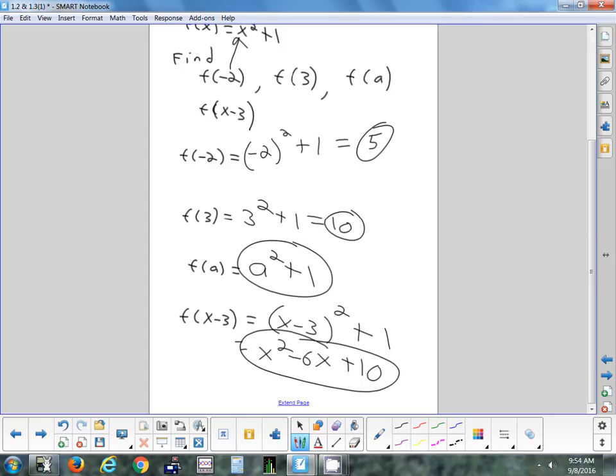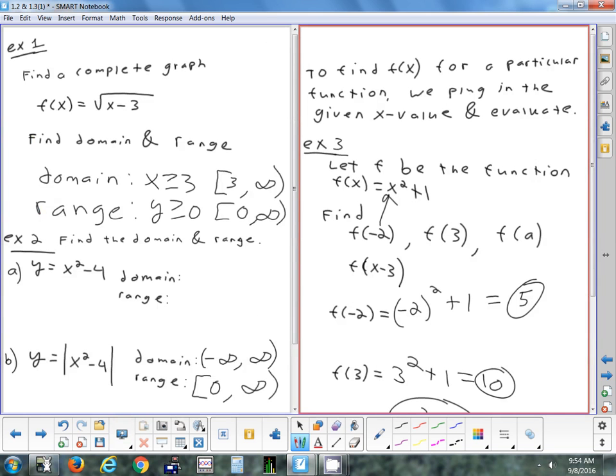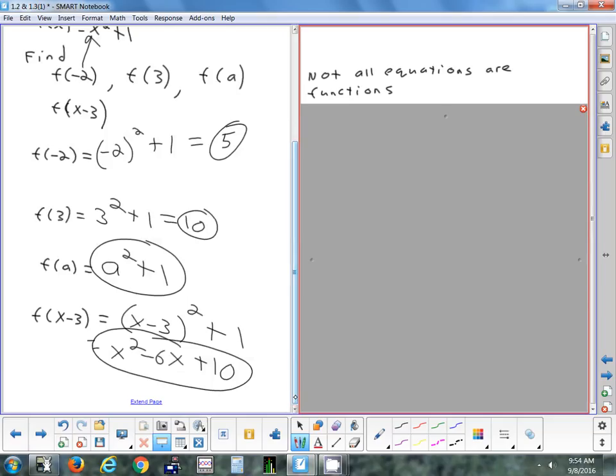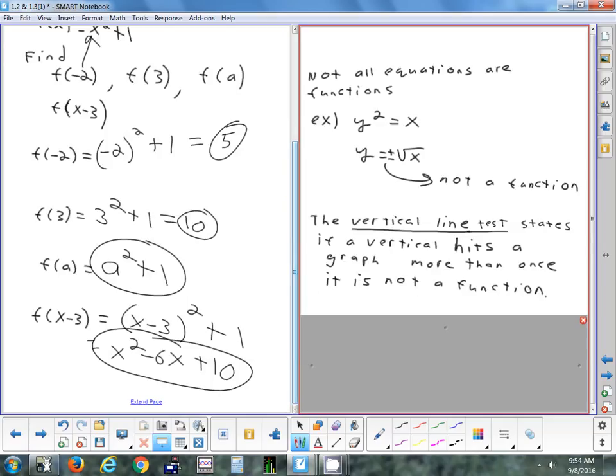And the last thing, I already told you earlier that not everything is a function. There's a certain test that we use to determine if something is a function, and that's called the vertical line test. All you really need to know on this last page is what the vertical line test is. The vertical line test just says if you've got a picture and you draw a vertical line and it hits the graph in more than one spot, you don't have a function. That's the vertical line test.